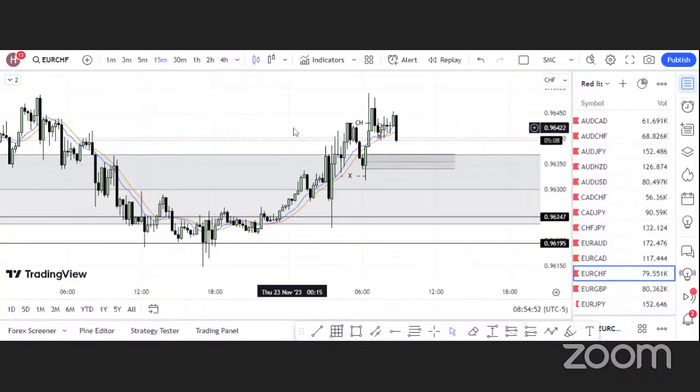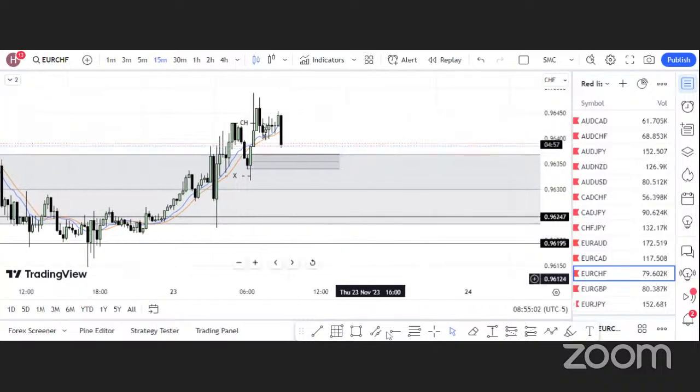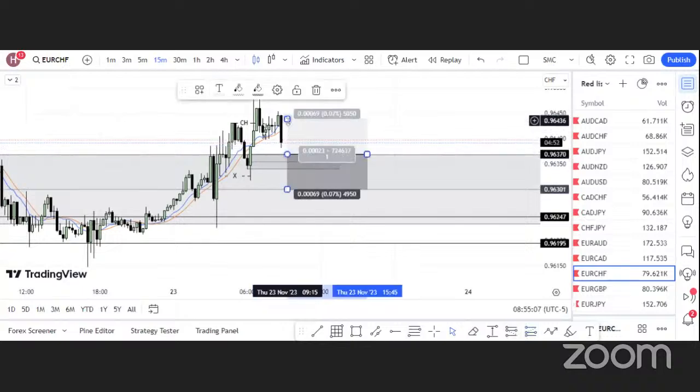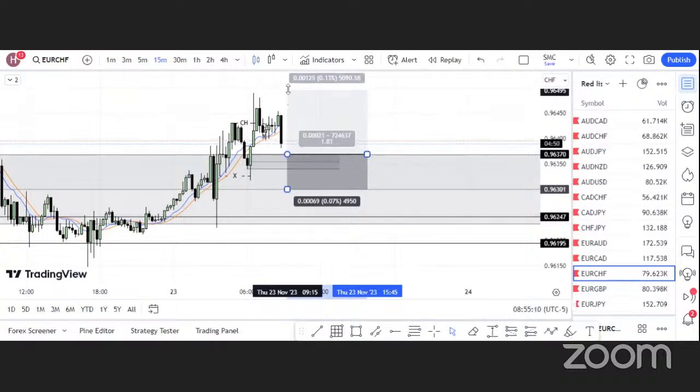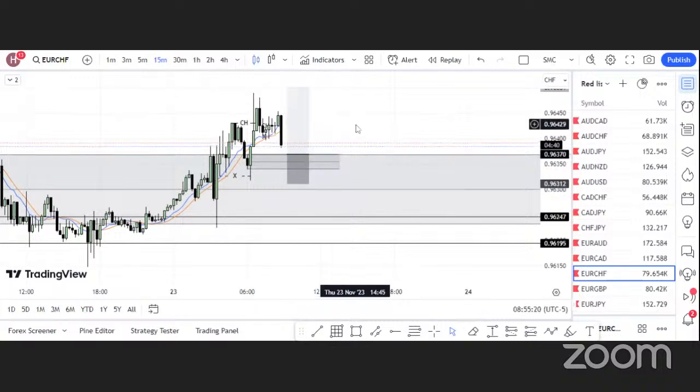So let's see what happens when this gets here. I might possibly give out an intraday trade like yesterday we did. Remember the trade I gave away today played out nicely. So I think we're going to do the same here. So let's see how that candle is going to react when it gets there. This is Euro CHF.